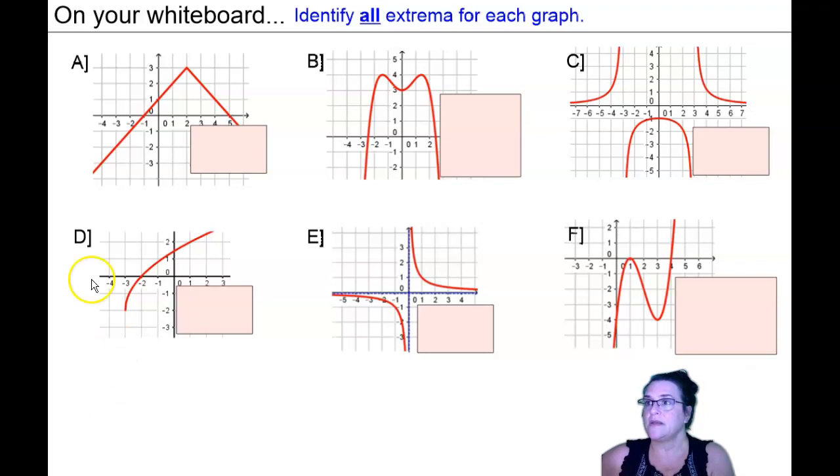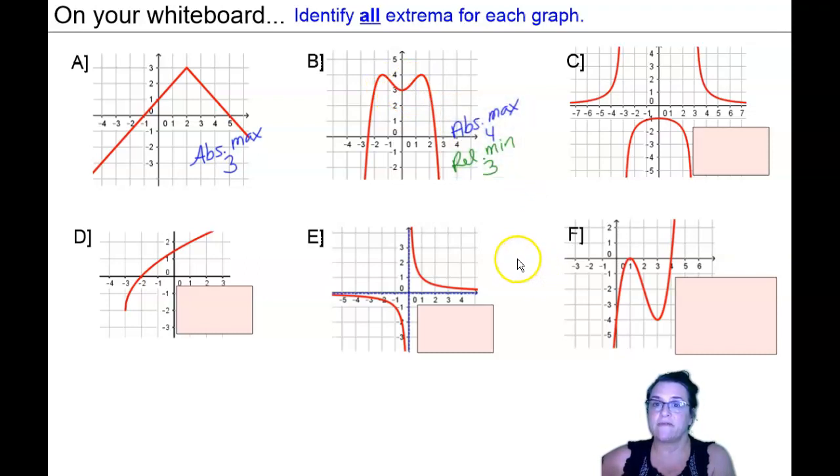Okay, so in example A, this is an absolute value graph, and you can see up here its range is negative infinity to 3 inclusive. So 3 is going to be an absolute maximum. There are no relative extrema in this graph. Okay, in example B, we have a 4th degree polynomial. It has an absolute maximum of 4, because it doesn't go any higher. The range tops out at 4. But there is a relative minimum here at 3. So that would be our extrema for B.